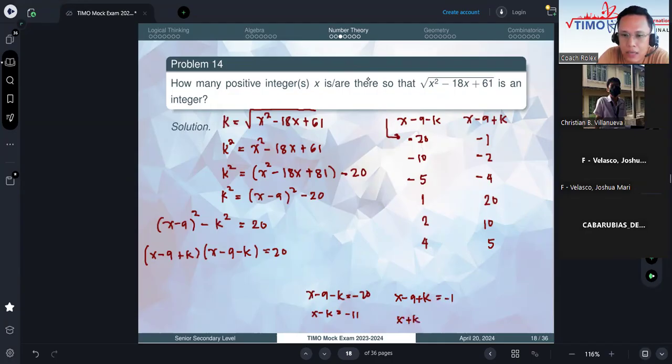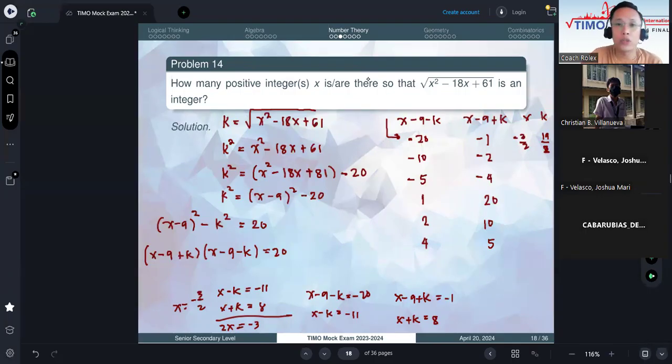x plus k is equal to positive 8. So if you combine them both, x minus k is equal to negative 11 and x plus k is equal to 8, you will get 2x is equal to negative 3, and you will get x is equal to negative 3 halves. If x is equal to negative 3 halves, you can solve for k using any of these two. And this will give you 19 over 2. This is not an integer.